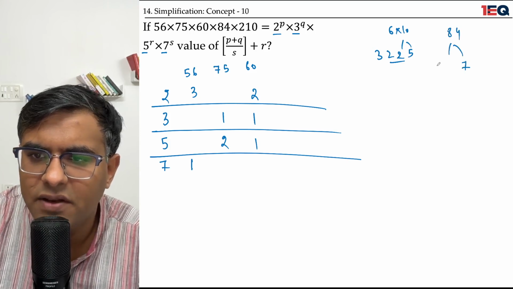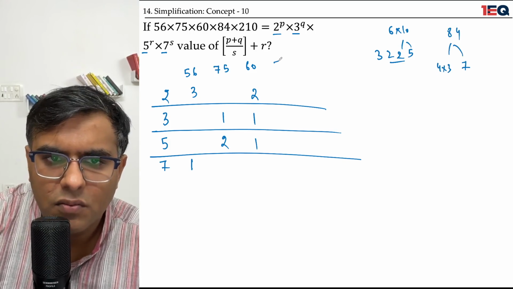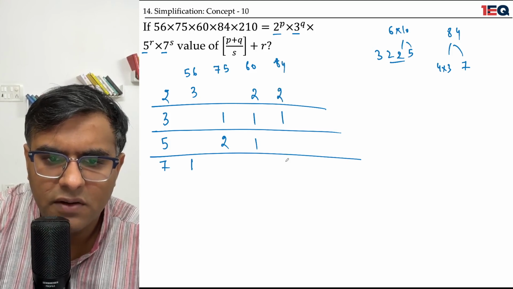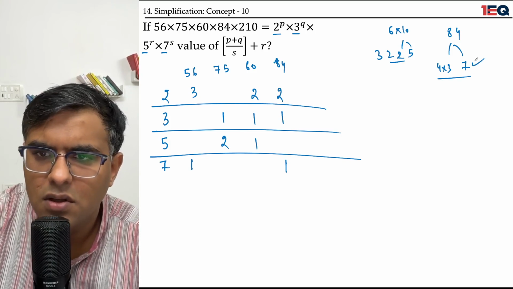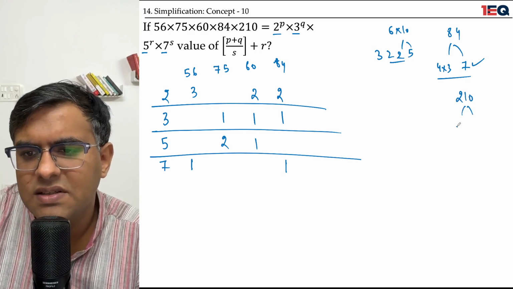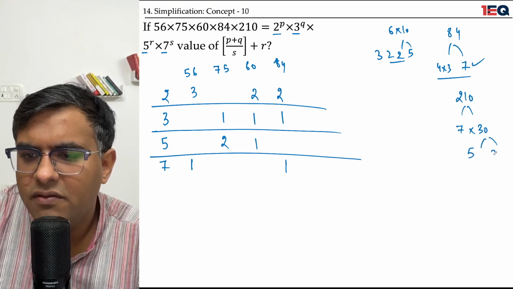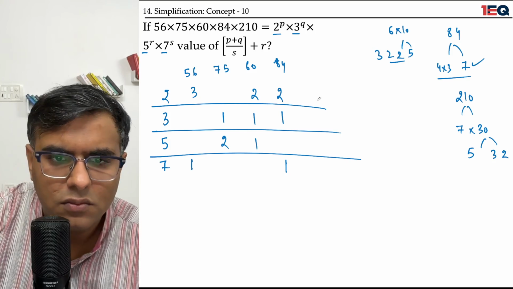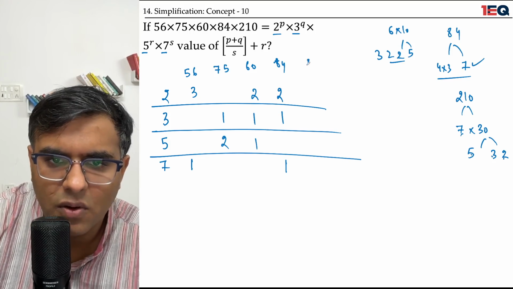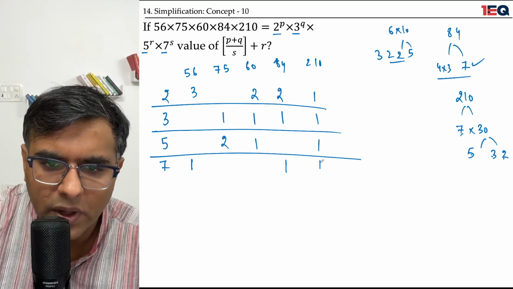84 is 7 into 12. So 7 into 4 into 3, 2 powers of 2. We're talking about 84 over here. 2 powers of 2, 1 power of 3, and 1 power of 7. This is 84. Coming down to 210. 210 is 7 into 30. 1 power of 5 and 1 power of 3 and 1 power of 2. So it has all 1, 2, 3, and 4. It has all the powers. We're talking about 210. 1, 1, 1, and 1.